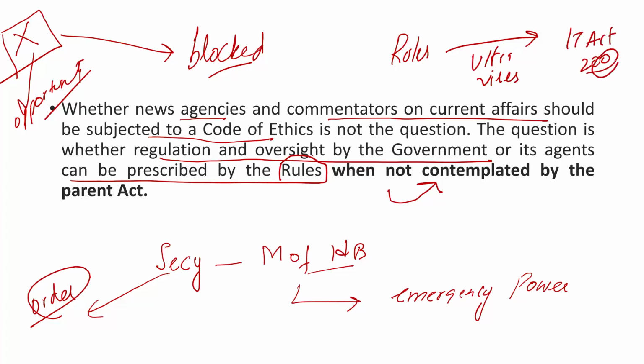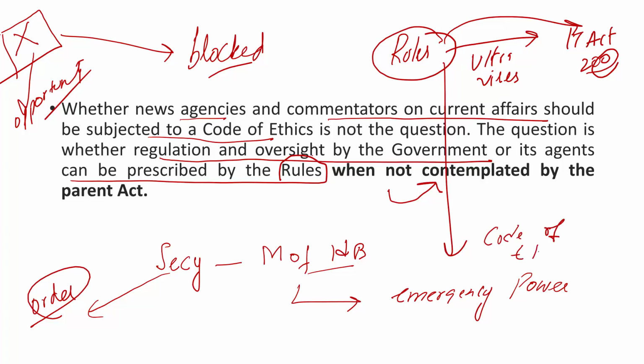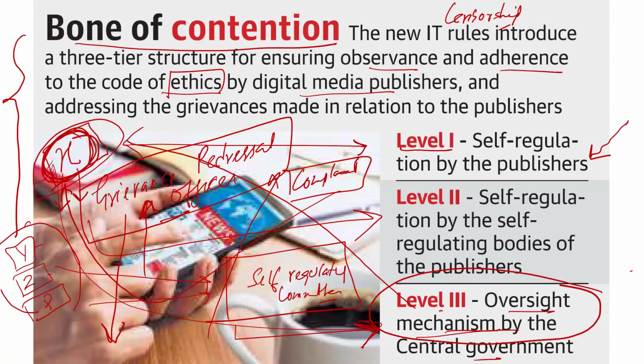When the law does not talk about regulating this content, how can the rules under this law impose a code of ethics for online news portals? That's problem number one. And problem number two, the bone of contention, is that having this three-tier structure may lead to a situation where the government dictates what to publish and what not to publish. And it will lead to a regime of censorship.